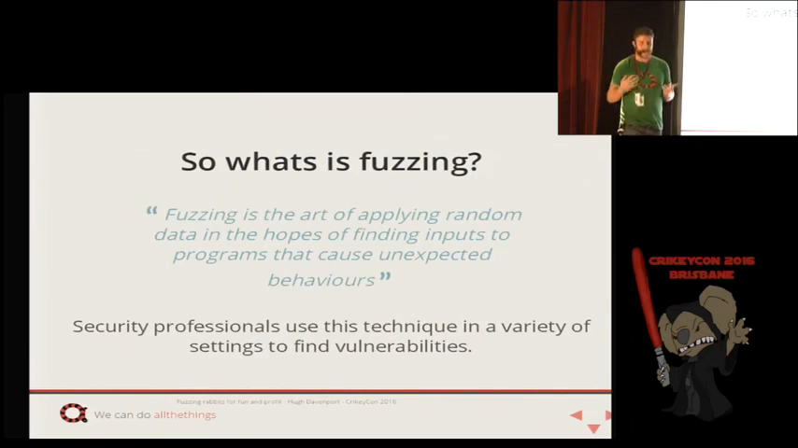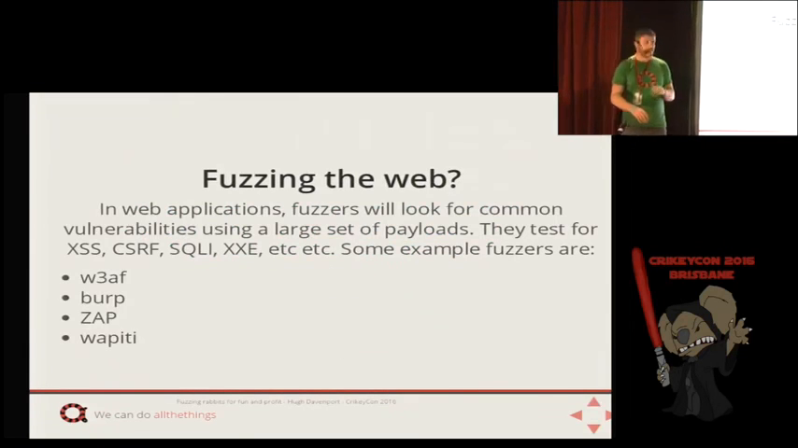So what is fuzzing? Fuzzing is sort of the art of applying random input in hopes of finding something that causes something bad to happen. So unexpected behaviors could mean different things depending on the context. Security professionals use this technique to find a whole bunch of different stuff that you might not find with just manual testing. So you can fuzz on the web.